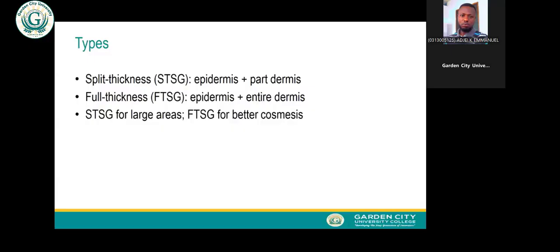Then we have the full thickness, which consists of the epidermis and the entire dermis, basically without the underlying fat or subcutaneous tissue. For wounds that are too large to be closed directly, we also want to do full thickness skin grafting. It is also better for cosmetic reasons, right?